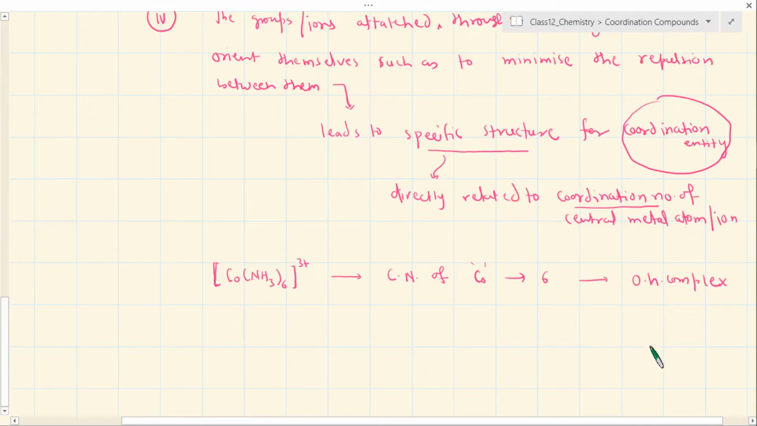Why octahedral complex? Because suppose I put the metal here at the center and I try to put the 6 ligands. There is a term which we are going to discuss soon. All these groups which are attached to the central metal atom, they are called ligands. Don't worry about that right now, I'm representing them by L, whether they are ions or neutral molecules. So you have 4 of them like this and 2 of them above and below the plane of this square planar geometry.